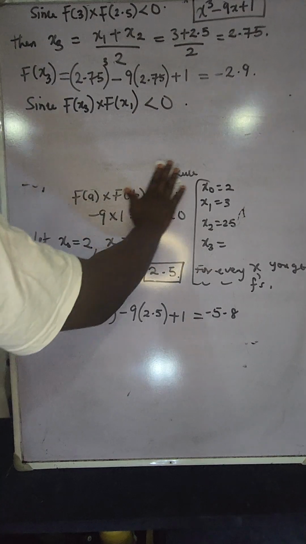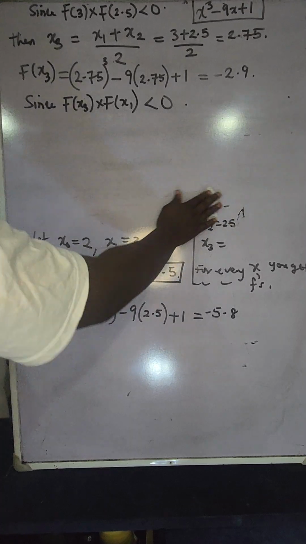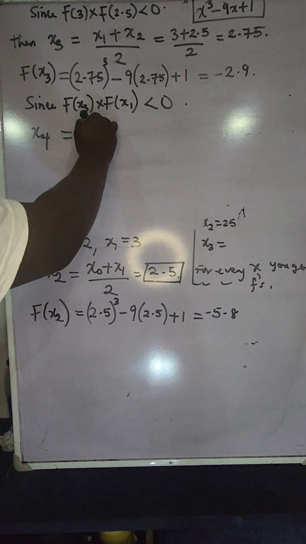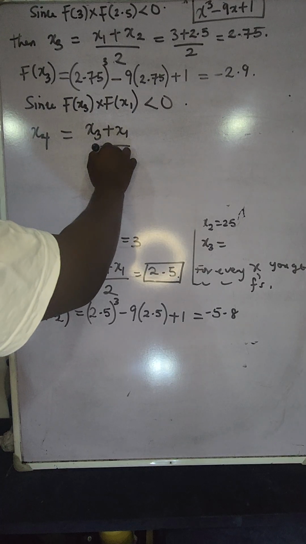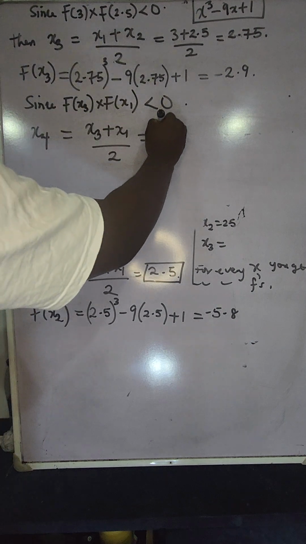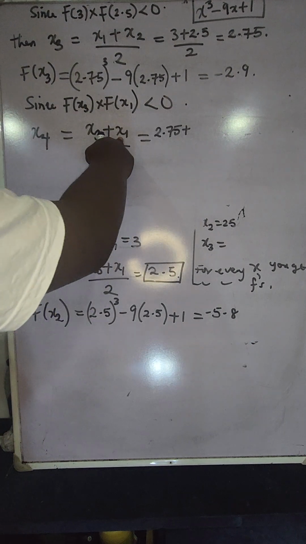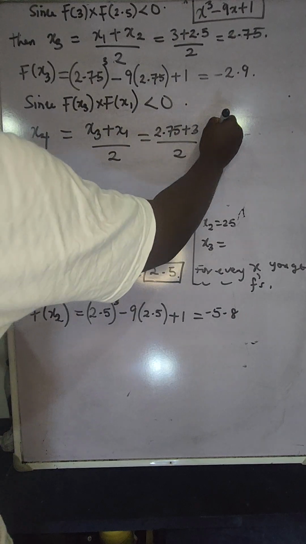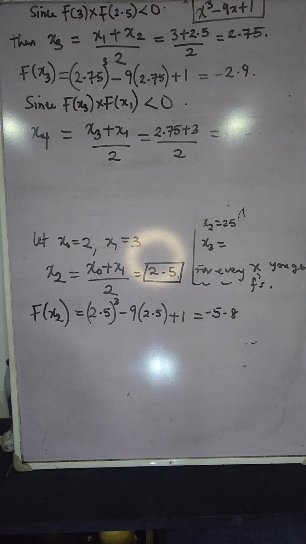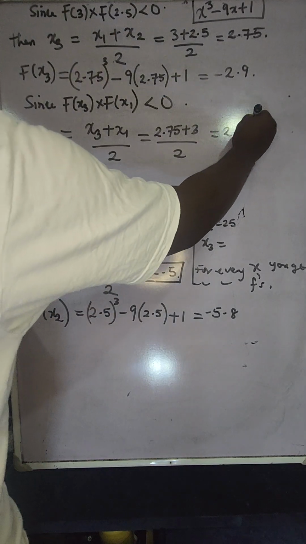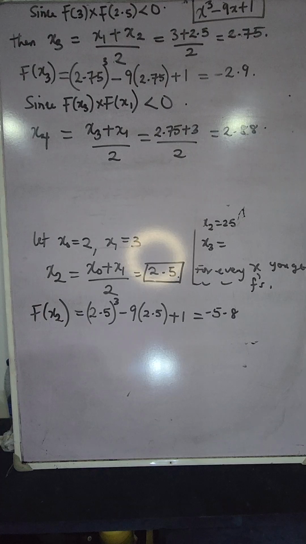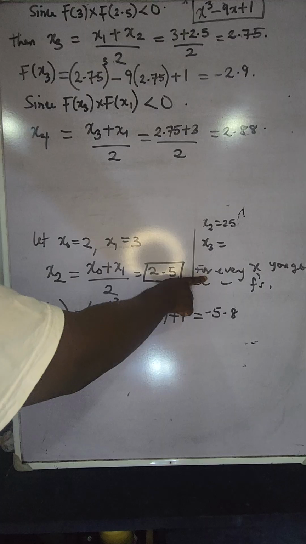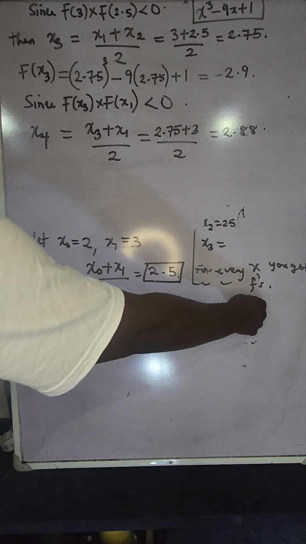x4 is equal to x3 plus x1 divided by 2. And what is x3? 2.75 plus, what is x1? x1 is 3. Can you see? 3 divided by 2. So what are you going to have? You're going to have 2.88. What do you do from here? For every new child that is born, for every new x that is born, you find their f's. Did you see that? For every x that you get, you find their f's.